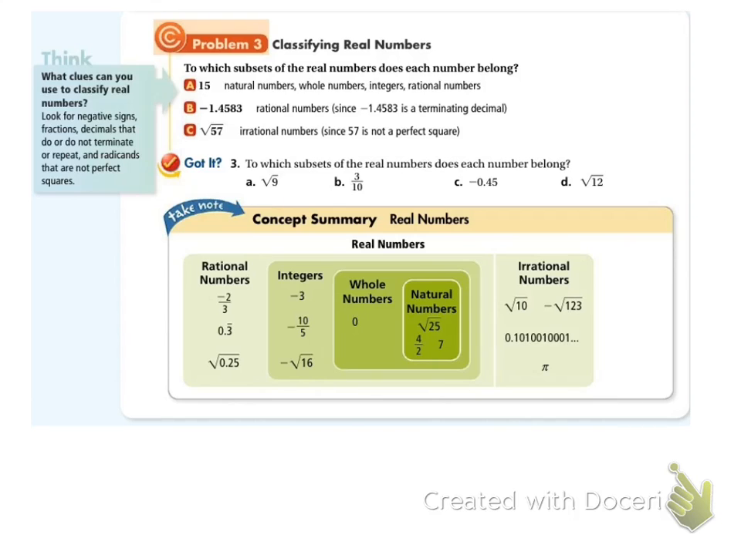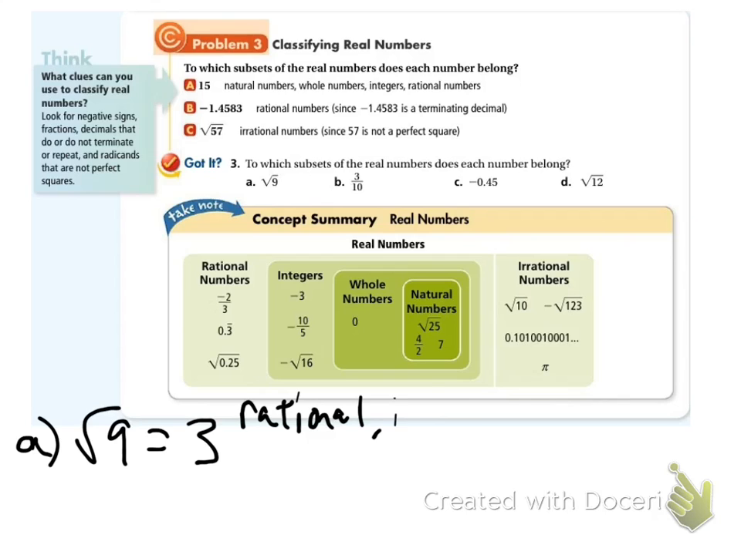So why don't we try a few? The square root of 9 is 3. So it is rational. It is an integer. It is a whole number. And it is a natural number.